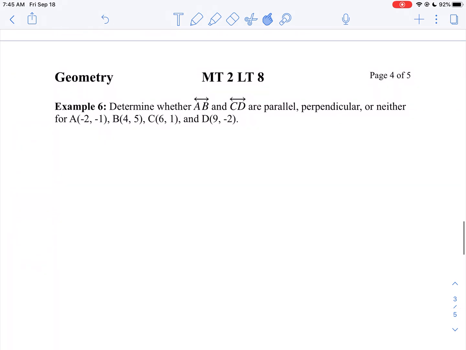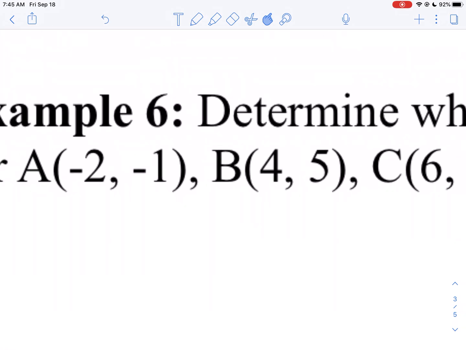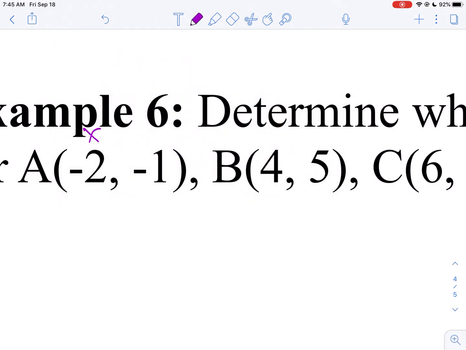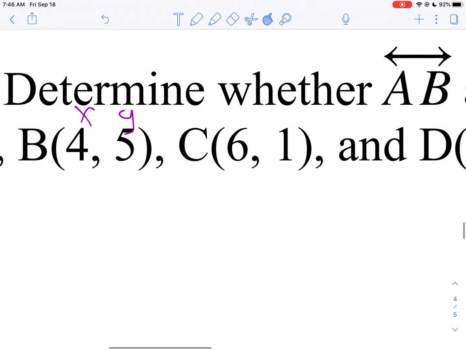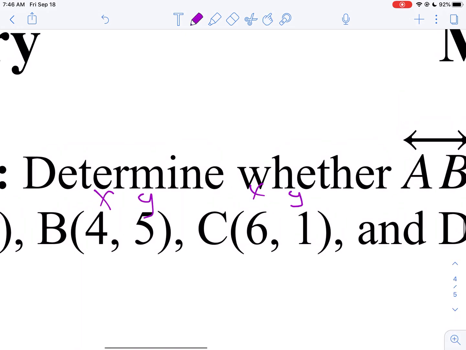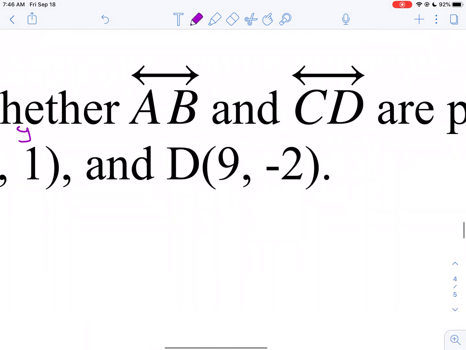On example 6, let's pause the video and see if you can do that one yourself. So we're doing the same thing we did in example 5. I have line AB and line CD. I want to know if they're parallel, perpendicular, or neither. I'm going to blow this up here, and then I'm going to write in what X and Y are in each one, because I don't want you getting confused there. So it goes X, Y, X, Y, X, Y, and X, Y.